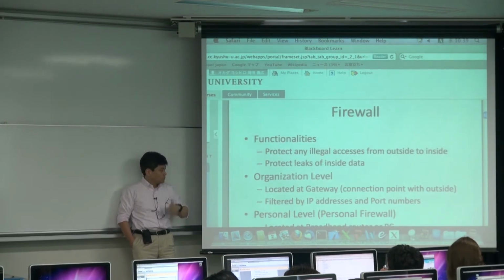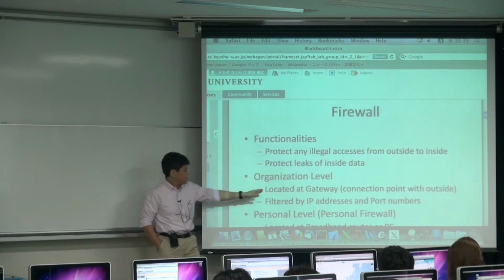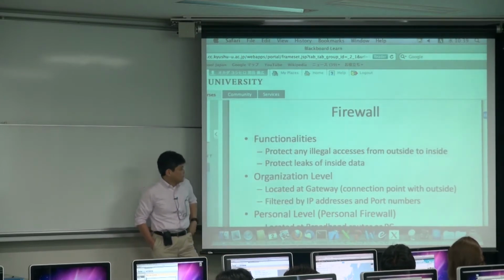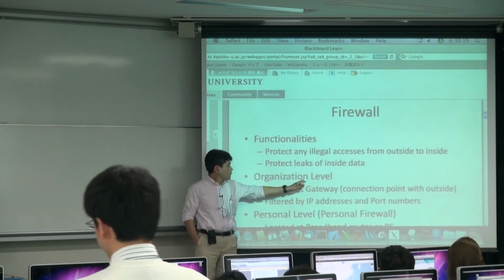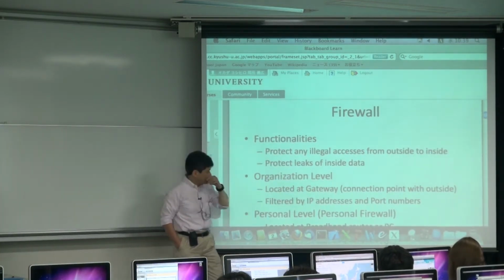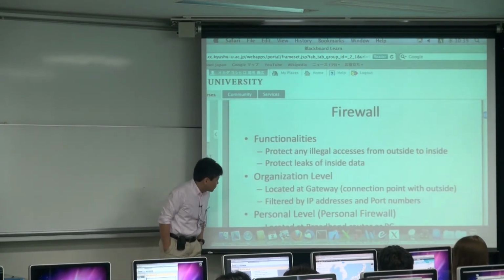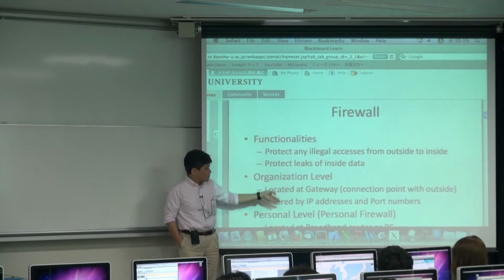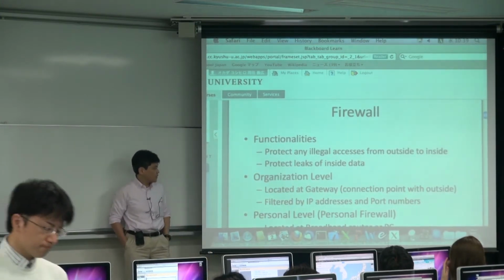Okay, so there are several routing machines. Usually such a machine is called a gateway. So a firewall at the organization level is located at the gateway. And actually, this software filters by IP address and port number. I already explained.